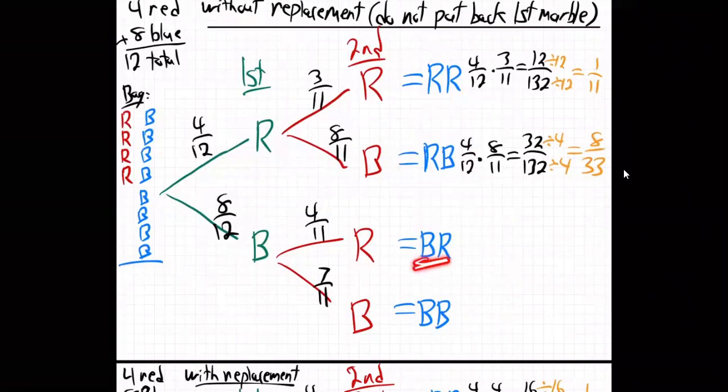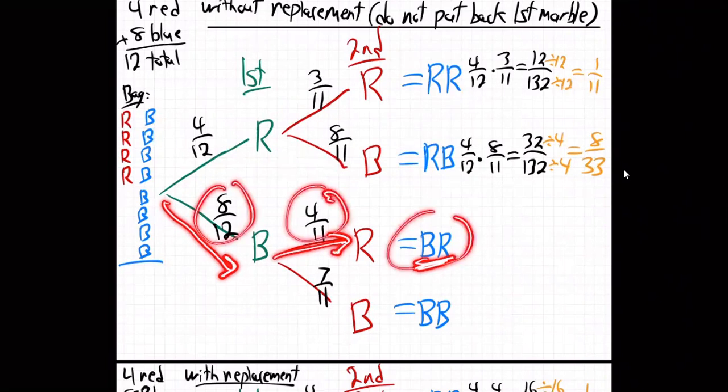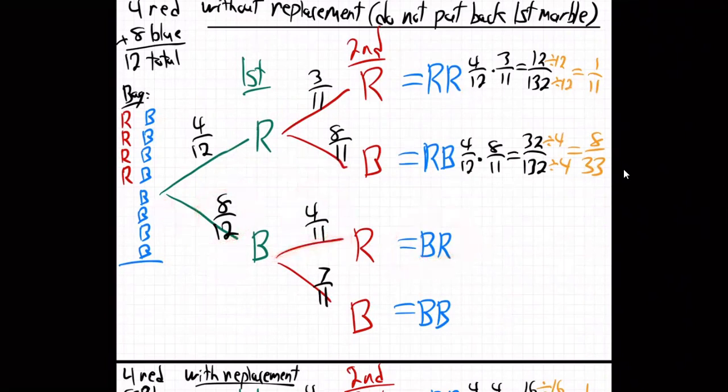And now down here, how are you going to get blue then red? Again, you're moving from left to right. Always, always remember, from left to right through the tree. So it'd be 8 12ths times 4 11ths to get blue then red. 8 12ths times 4 11ths, which is 32 over 132. Divide by 4, it's 8 33rds.